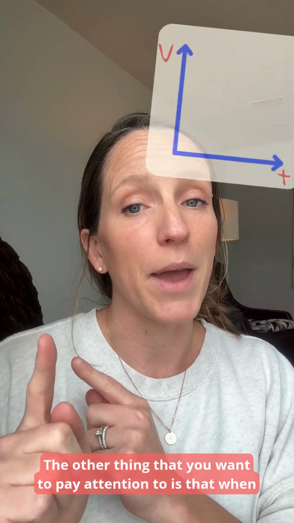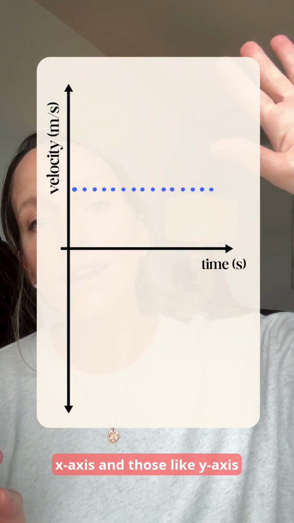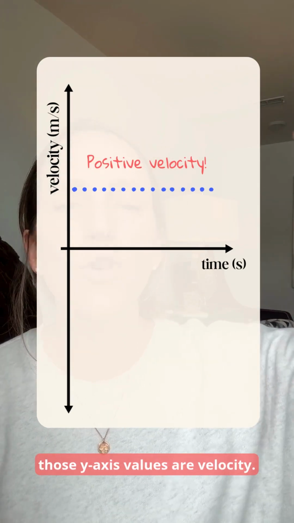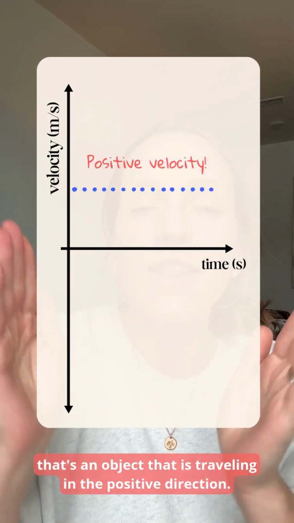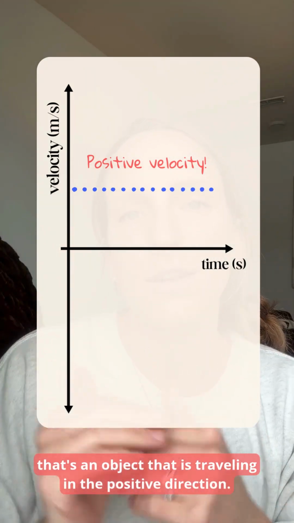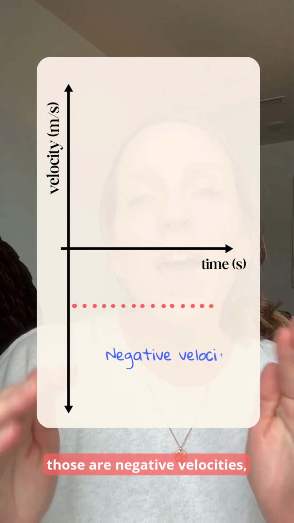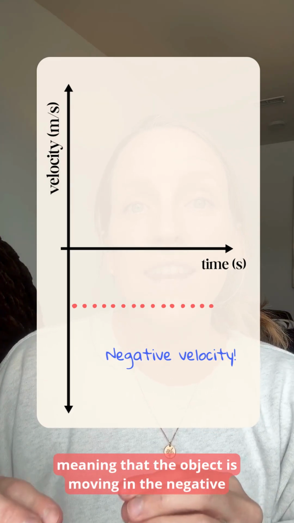The other thing you want to pay attention to is that when you have data points that are above the x-axis and those y-axis values are positive, those y-axis values are velocity. So if you have a positive velocity, that's an object that is traveling in the positive direction. On the other hand, if you have points below the x-axis, those are negative velocities, meaning that the object is moving in the negative direction.